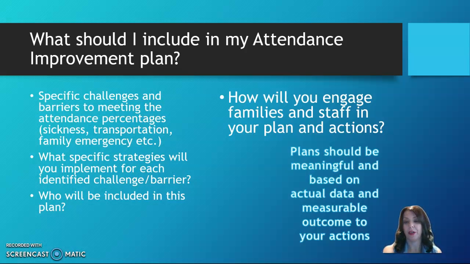So be specific, right? Was it sickness? Was it an outbreak? Was it transportation? Were there some family emergencies? What happened? Because if we don't identify the barrier that is affecting your attendance, you can't really start to have solutions and problem solve on how to support attendance getting better.